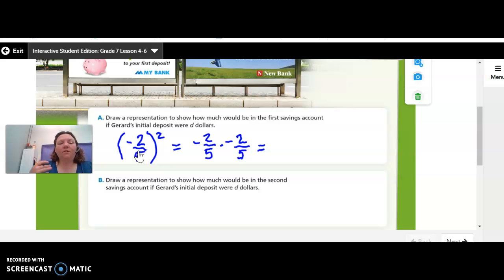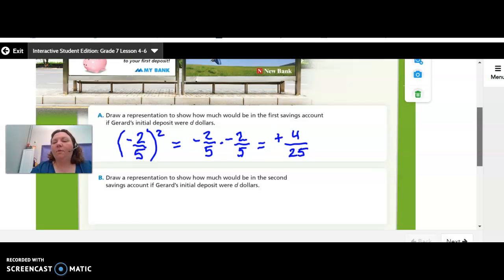Next, we can review our skills that we learned and mastered in concept 9 and multiply these rational numbers. A negative times a negative becomes a positive. 2 times 2 is 4. And 5 times 5 is 25.